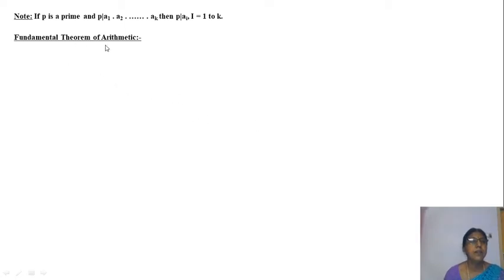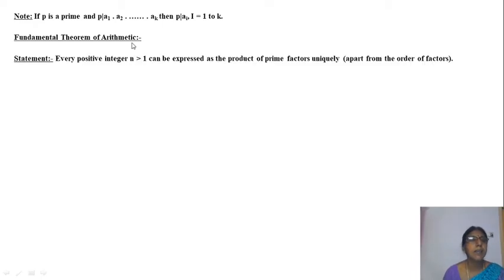Now we see the fundamental theorem of arithmetic. First statement: every positive integer n greater than 1 can be expressed as the product of prime factors uniquely apart from the order of factors. Order means here we take prime factors in ascending order only.